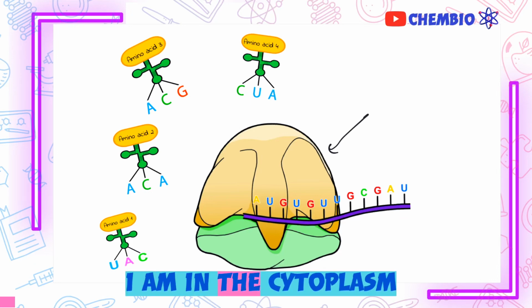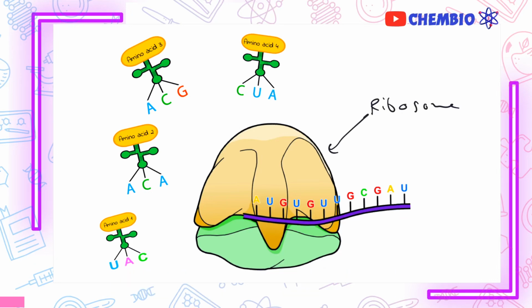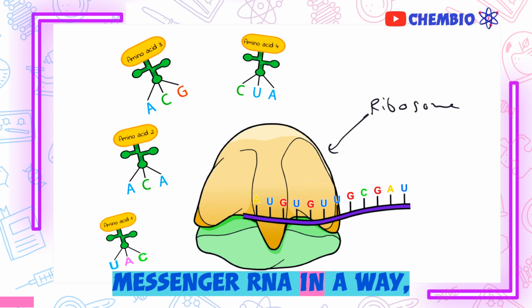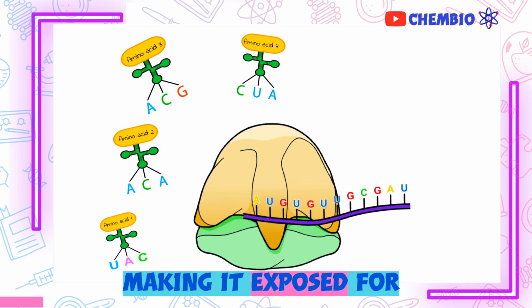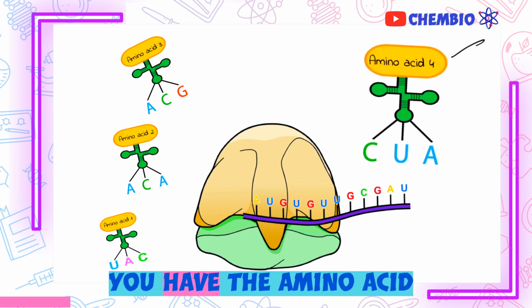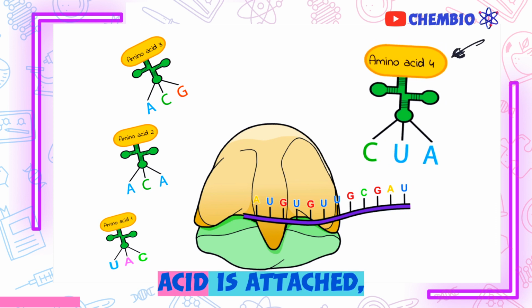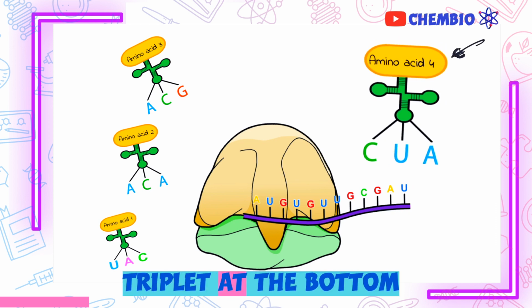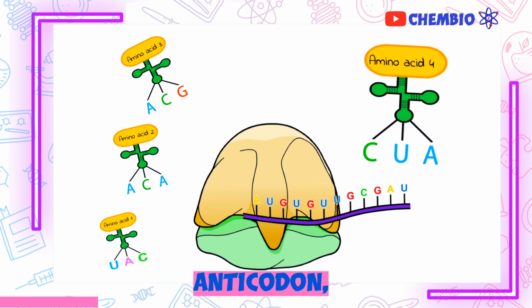I am in the cytoplasm on the ribosome. The ribosome aligns the messenger RNA in a way, making it exposed for those tRNA molecules. And as we said earlier, every tRNA comes with two parts. You have the amino acid part, where the amino acid is attached, and you have this triplet at the bottom that we call the anticodon, right?